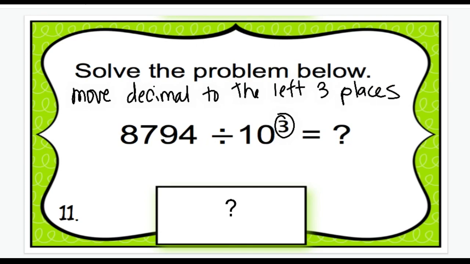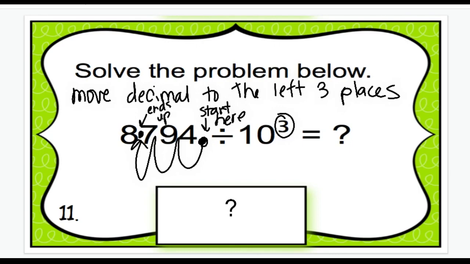Okay, but what if we don't have a decimal in the number? We always put it at the end of the number. We're going to start here, and then let's see where we end. So we start here, and let's move it 3 places to the left. 1, 2, 3. Now it ends here. So now our number says what? 8.794. That's our answer, 8.794.